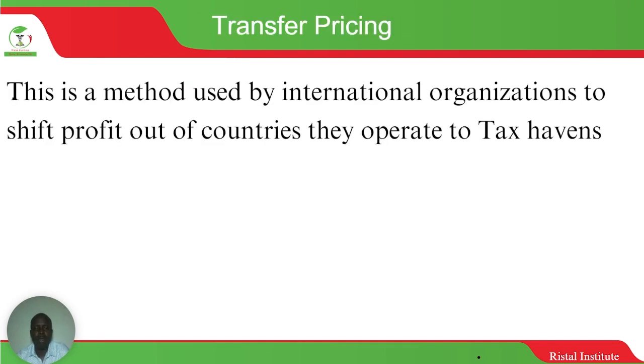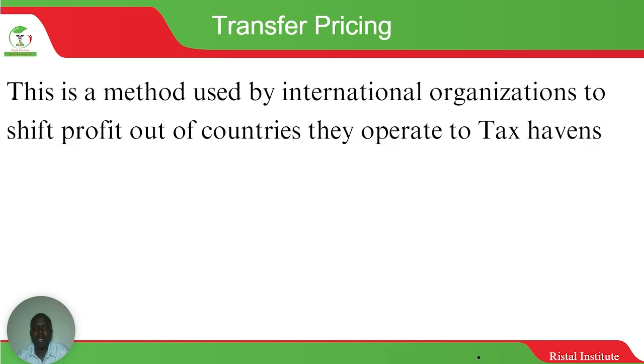Then we have what we call transfer pricing. It is a method of international organizations to shift profit out of countries they operate to tax havens. Now, we have countries that are very high in terms of taxation. For example, countries in Africa, you're going to find a country like Kenya have corporate tax of 30%. That is very high for companies, especially those companies that are starting. So how does transfer pricing work? And what is this that we are referring to tax havens?